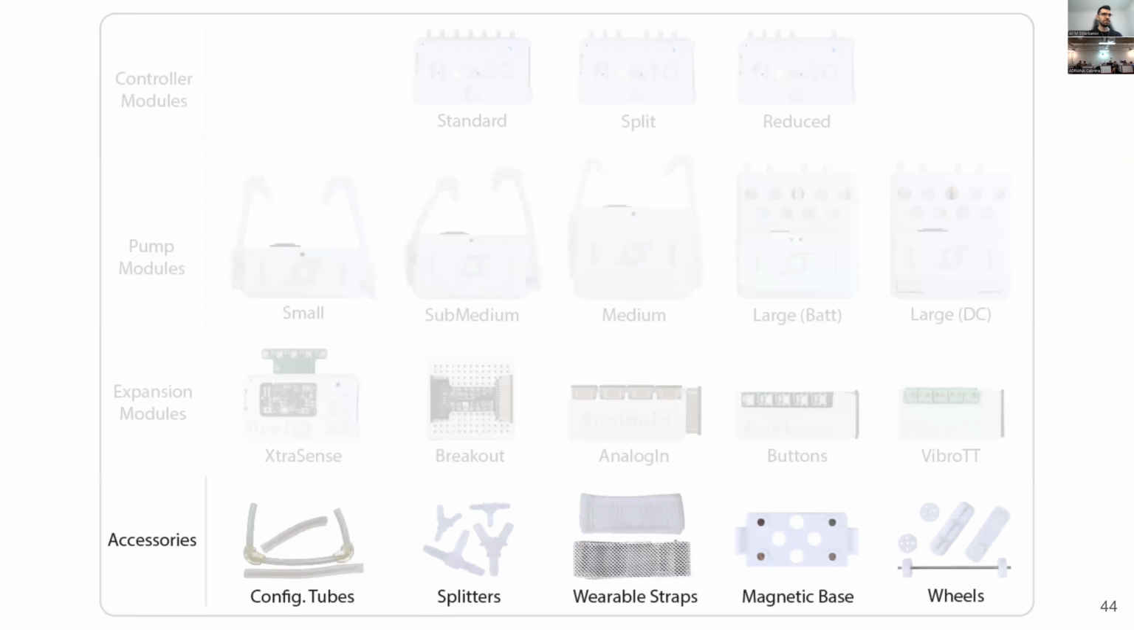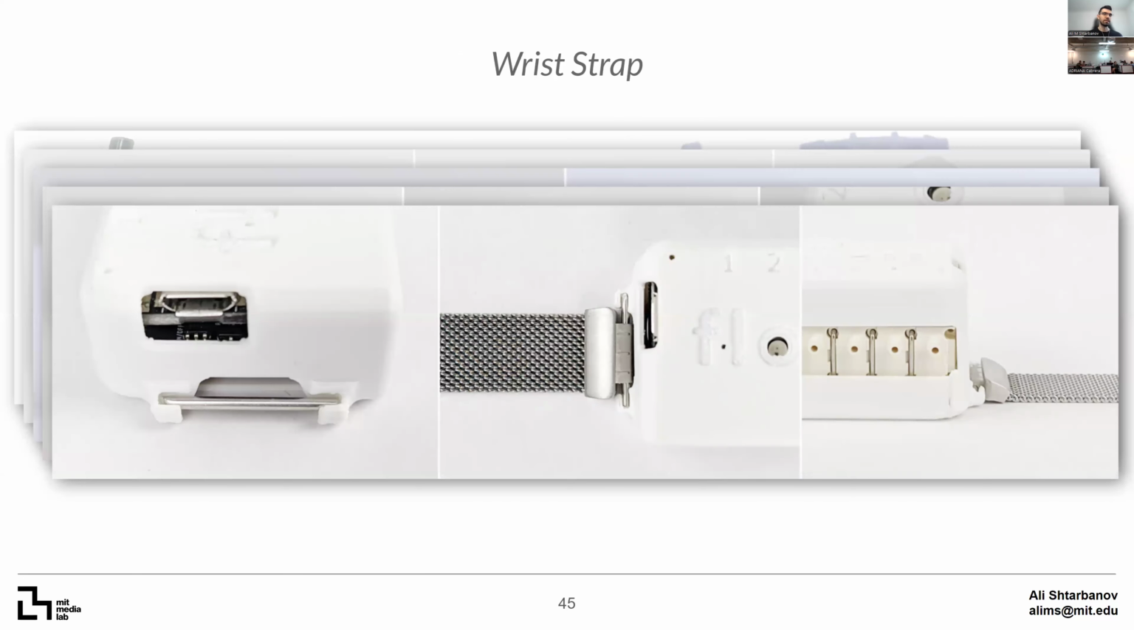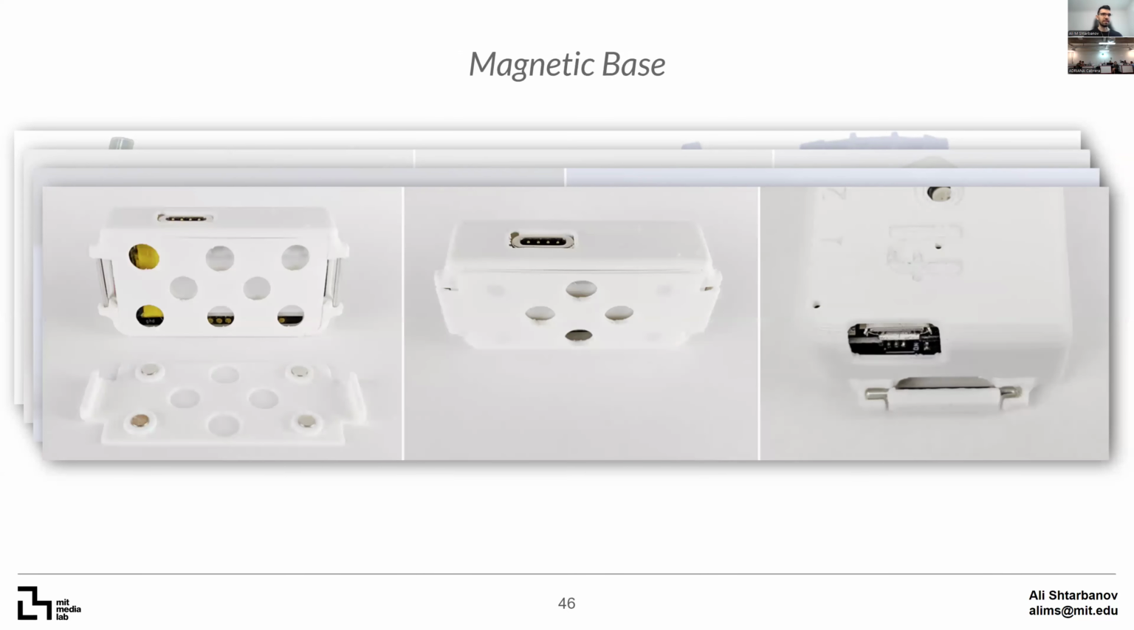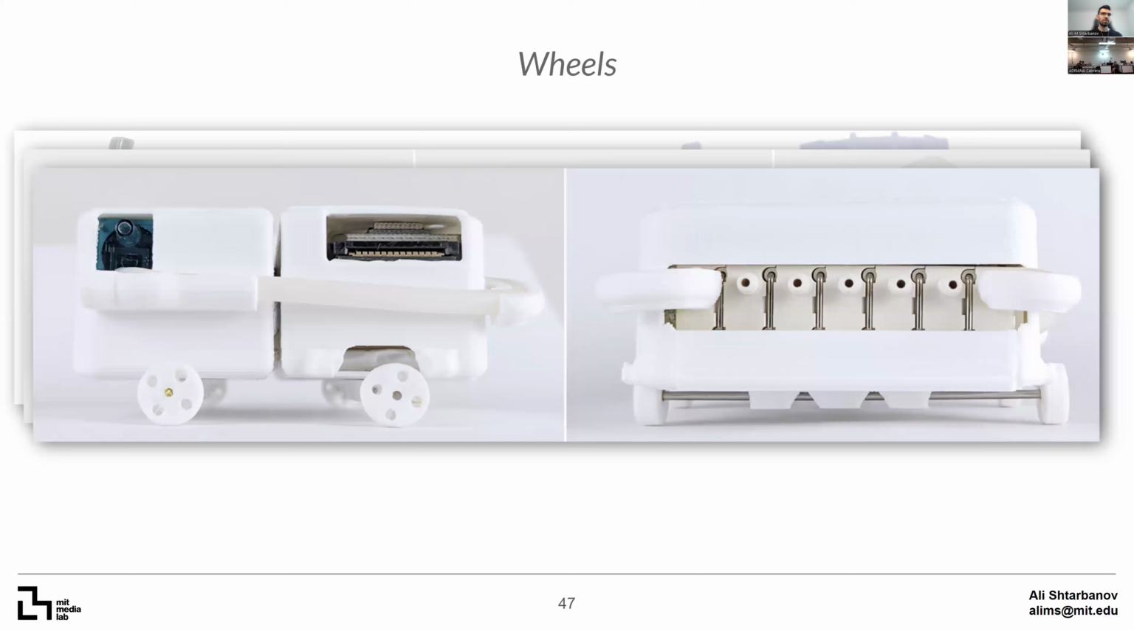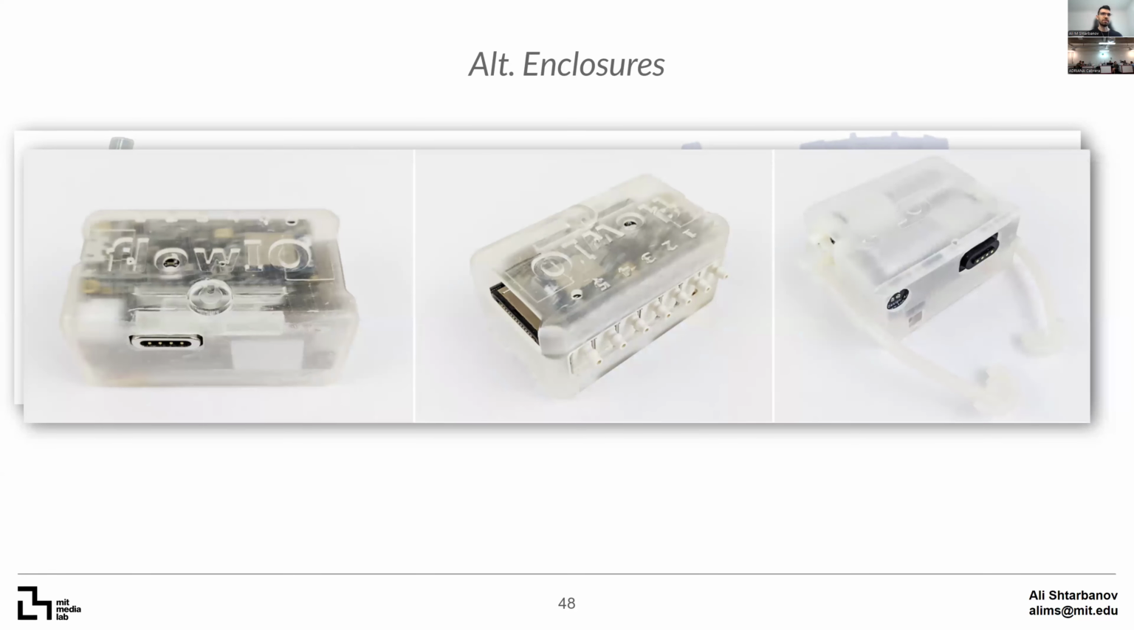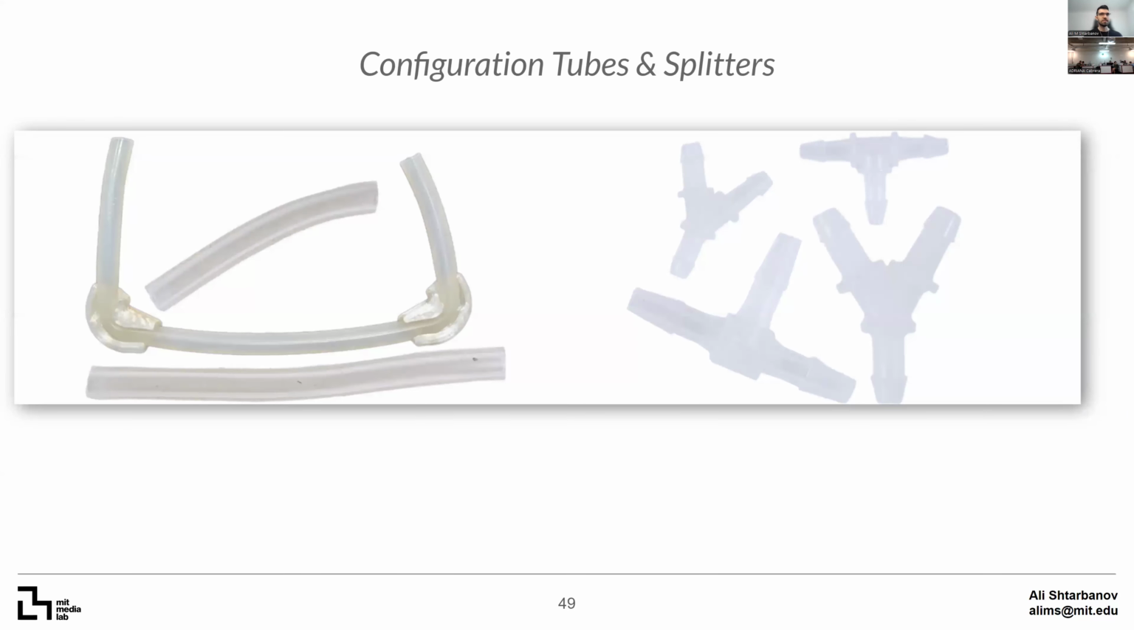Finally, there are accessories for wearability, mounting, and reconfiguration. Those include a wrist strap for wearability, removable magnetic base, wheels for locomotive applications, enclosures of different colors, including transparent ones, as well as tubes and splitters for changing pneumatic configurations.